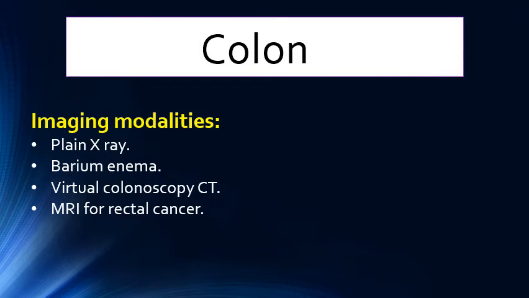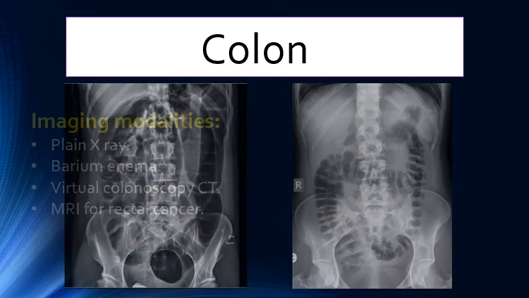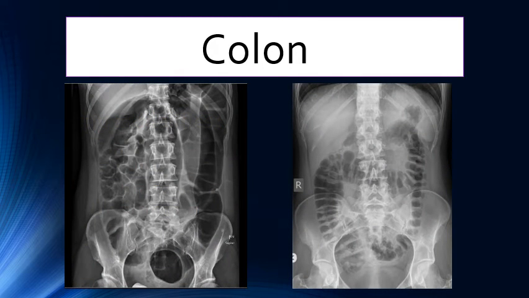We have different imaging modalities for the colon. We can do plain X-ray, barium enema, virtual colonoscopy, MRI. Here we can see the normal appearance of the colonic parts. Here is the cecum, the ascending colon, the hepatic flexure. This is the transverse colon lying up, and this is the splenic flexure, the descending colon, and last the sigmoid colon. Here is after inflation of this by gas. We can see here the parts of the colon distended by gas.